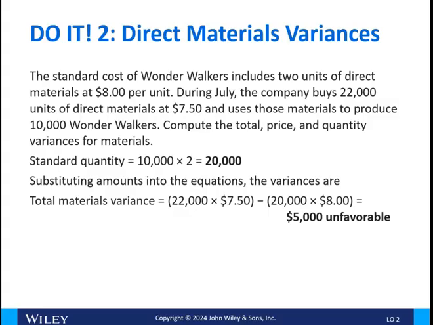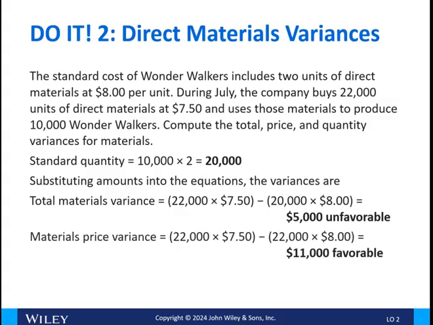Now, if we look just at the price to figure out the price variance, we're going to take the actual units times the actual price compared to actual units at standard price. So 22,000 times $7.50 and 22,000 times $8. When we do that, we find that our materials price variance is $11,000 favorable. Okay, so we bought it cheaper than our standard, $7.50 versus $8. So from a price perspective, we were favorable, $11,000.